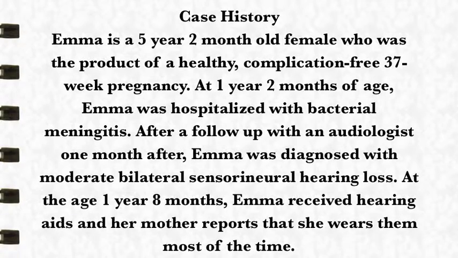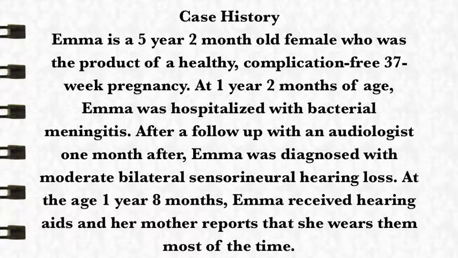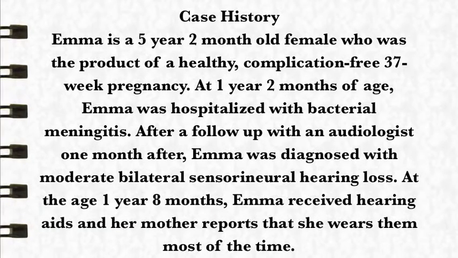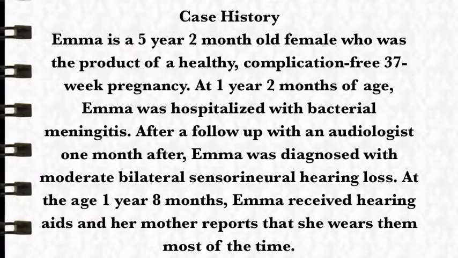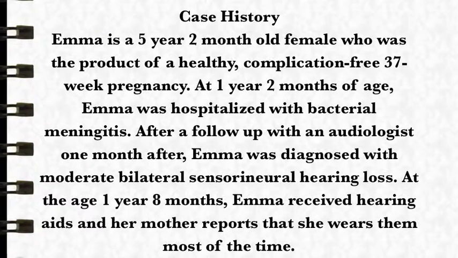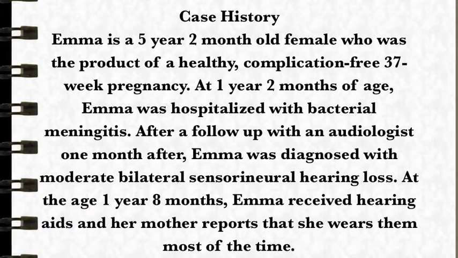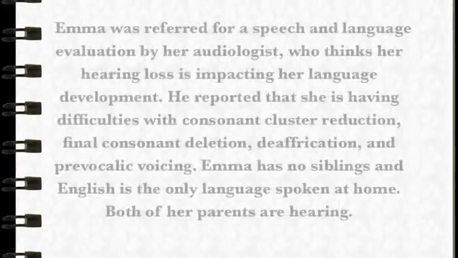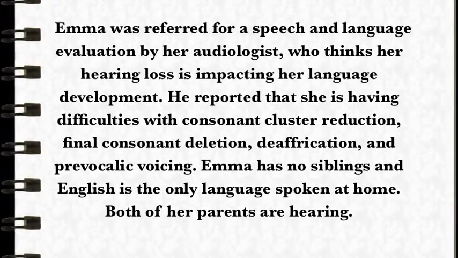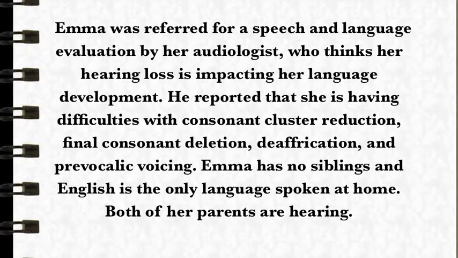Emma is a 5-year, 2-month-old female who is the product of a healthy, complication-free pregnancy. At 1 year and 2 months of age, Emma was hospitalized with bacterial meningitis. After a follow-up 1 month later with an audiologist, Emma was diagnosed with moderate bilateral sensorineural hearing loss. At 1 year, 8 months of age, Emma received hearing aids and her mother reports that she wears them most of the time. Emma was referred for a speech and language evaluation by her audiologist, who thinks that her hearing loss is impacting her language development.